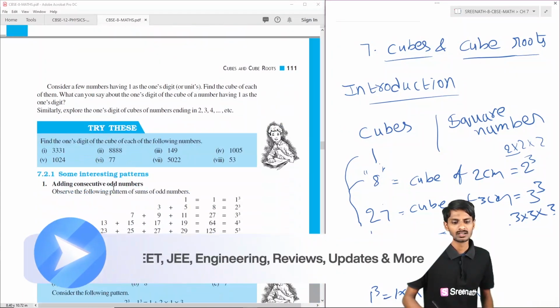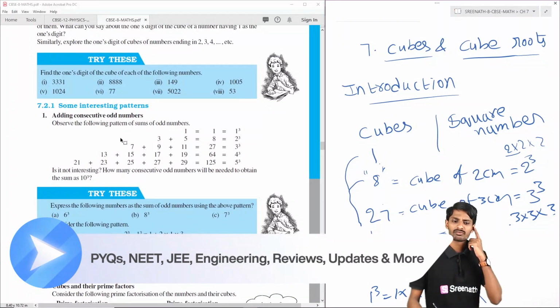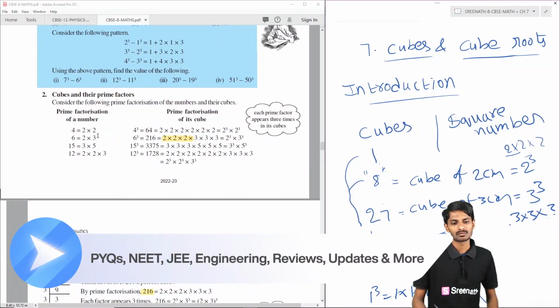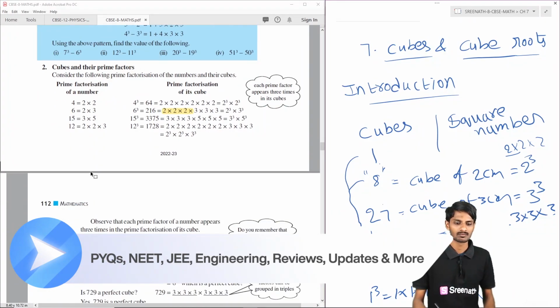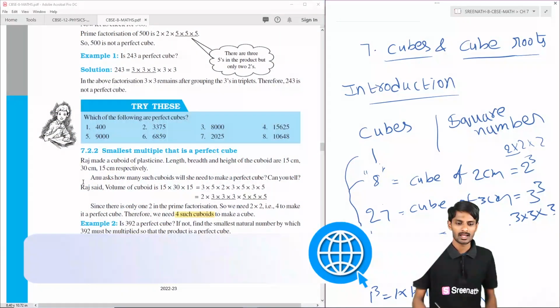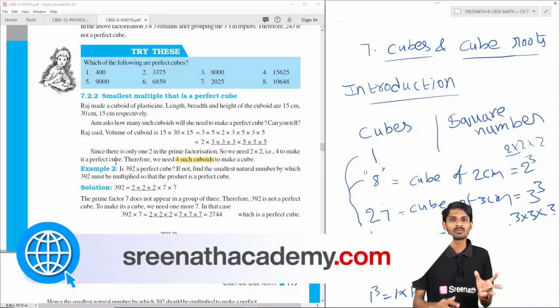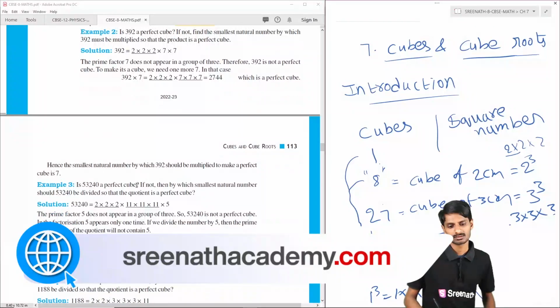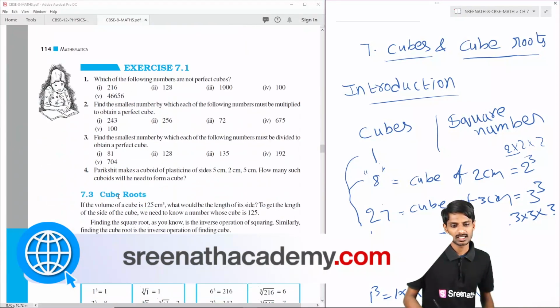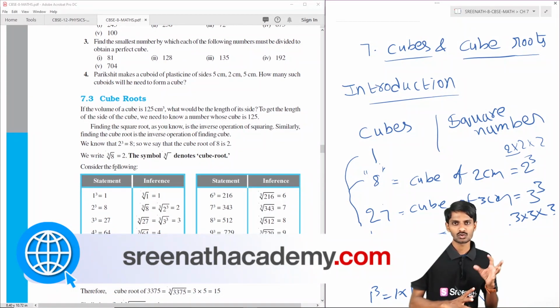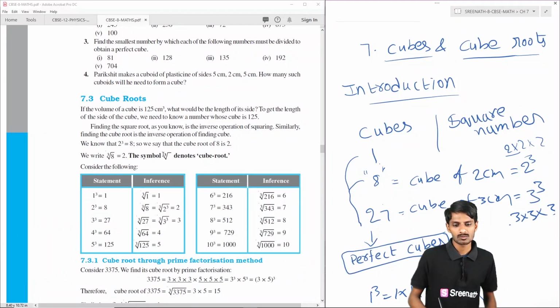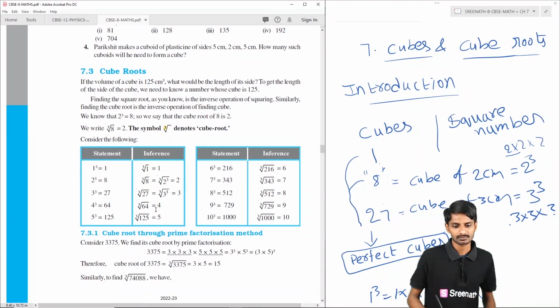There are some interesting patterns. If you add consecutive odd numbers, you will get cubes like this. Then prime factors of a number and of its cube, and how to make a perfect cube. Next is cube roots. Cube is the inverse of cube root, and cube root is the inverse of cube. We represent it with this symbol.